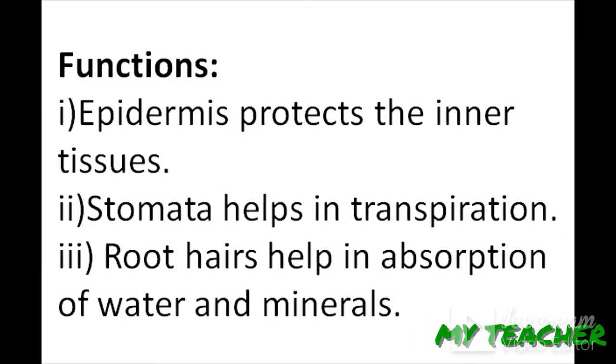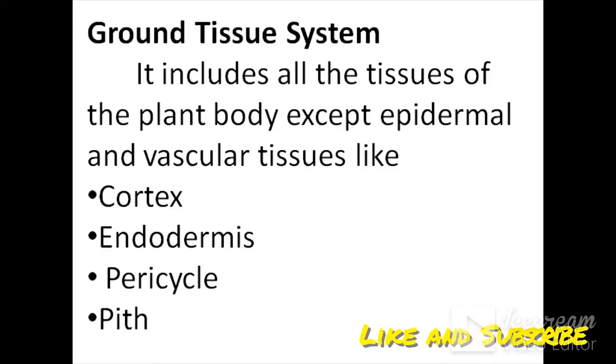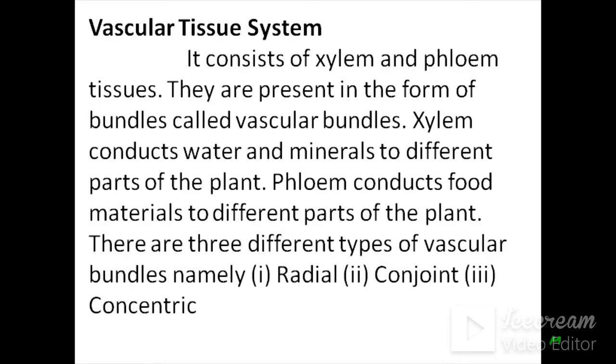Let us see the function of epidermis. Epidermis protects the inner tissue. Stomata help in transpiration. Root hairs help in absorption of water and minerals. Second one, the ground tissue system. It includes all the tissues of the plant body except the epidermal and vascular tissues, like cortex, endodermis, pericycle and pith. Vascular tissue system. It consists of xylem and phloem tissues.